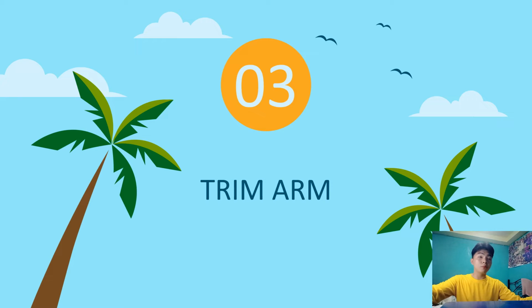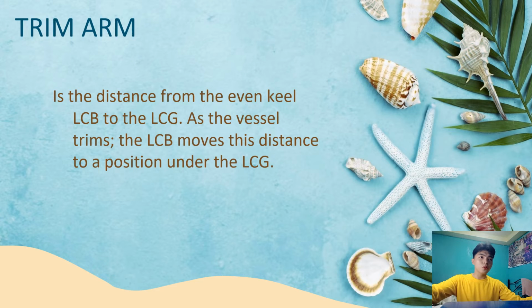Number 3 is the trim arm. The trim arm is the distance from the even keel LCB to the LCG. As the vessel trims, the LCB moves this distance to a position under the LCG.